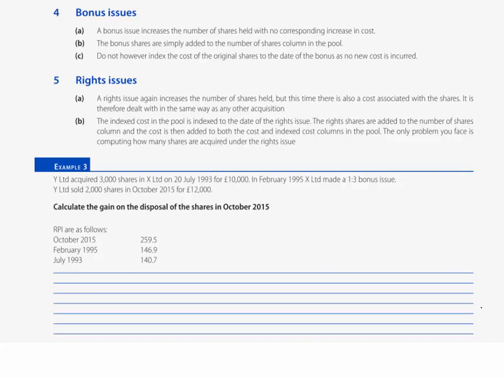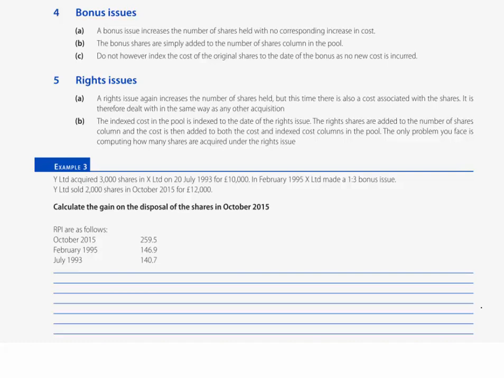Now, there's going to be a slight difference here between what we did in personal tax for CGT for individuals and what we do now for corporate tax. What we do, of course, where either there is a bonus or a rights issue, is to record how many shares we have acquired under that issue and any cost that attaches to it. There is no cost, of course, when dealing with a bonus issue. There is a cost when dealing with the rights issue.